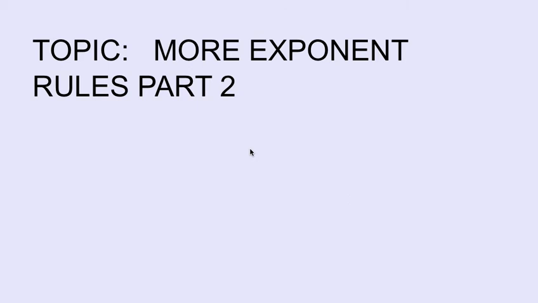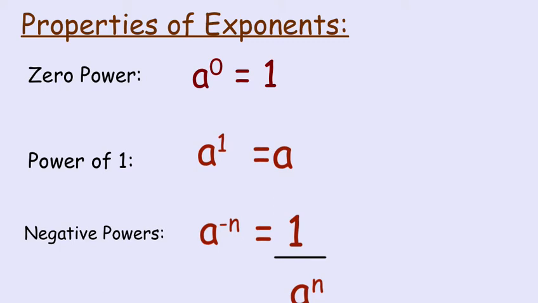Here is part 2 of exponent rules. Pause and write down these rules. First property on this slide is what we call the zero power property.